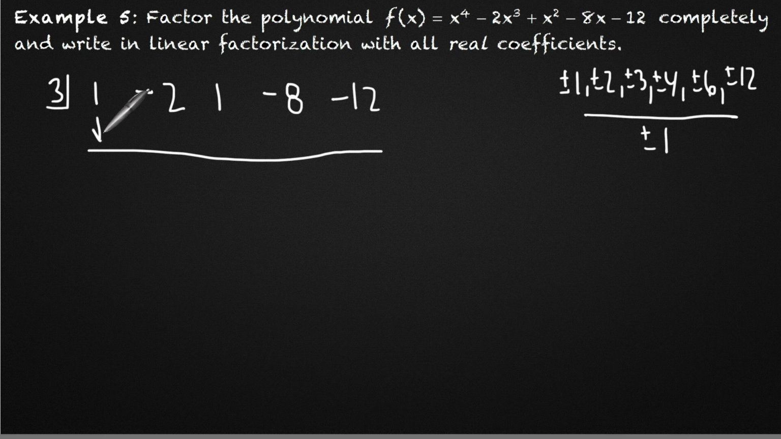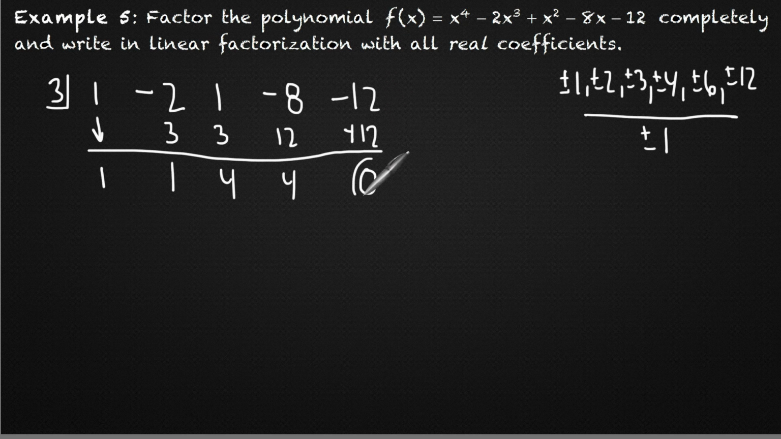So let's bring down the 1. 3 times 1 is 3. That's going to be 1. 3 times 1 is 3. That's going to add up to 4. 3 times 4 is 12. 12 minus 8 is 4. 3 times 4 is 12, excuse me. 12 and negative 12 is 0.